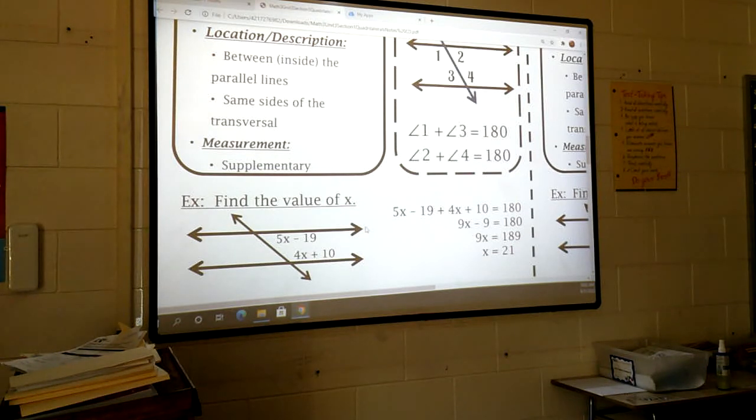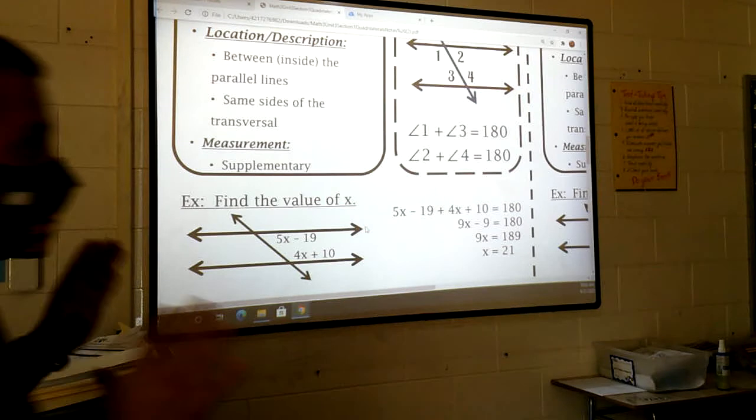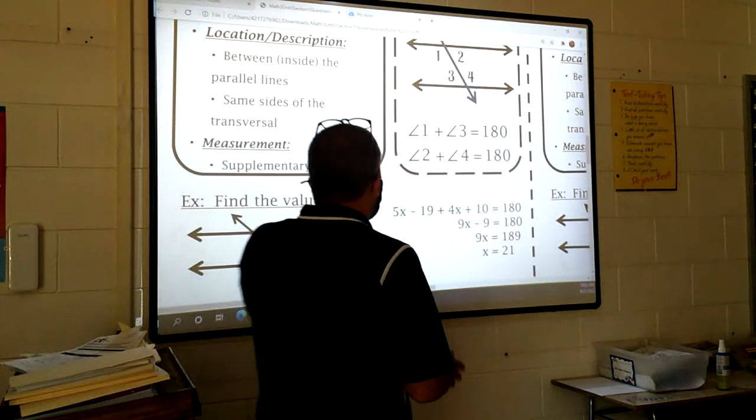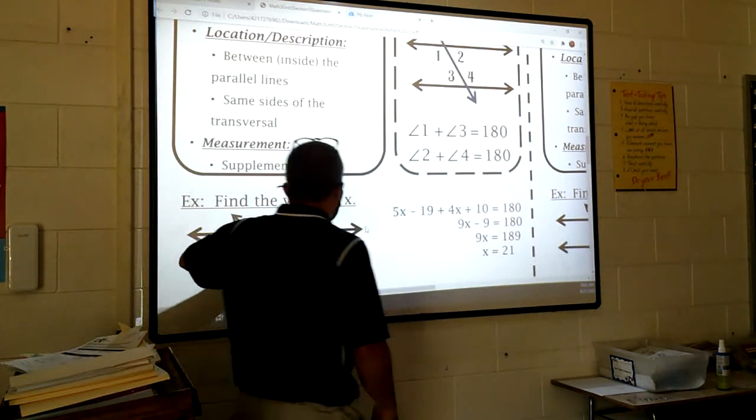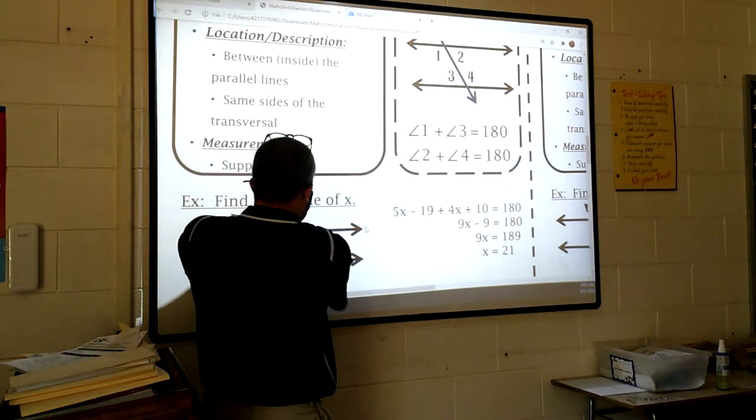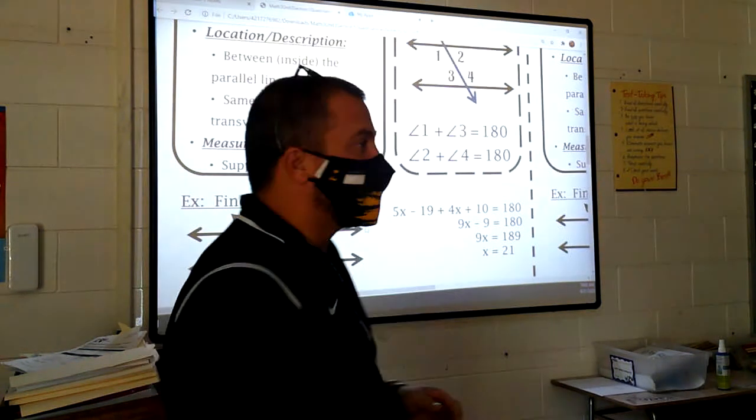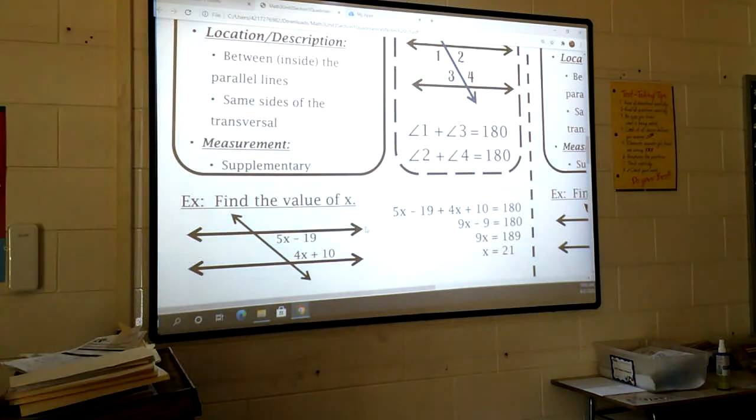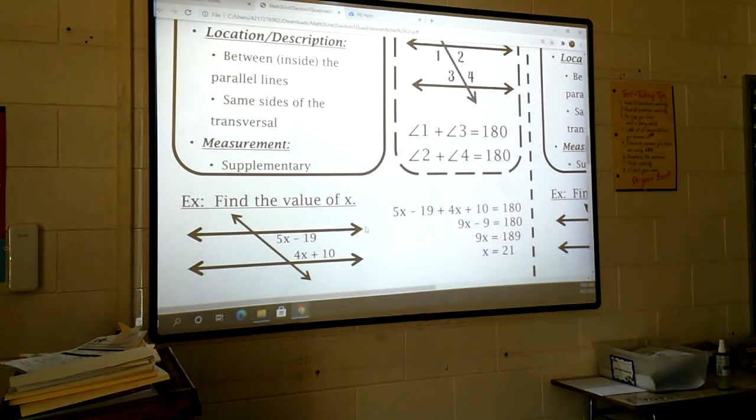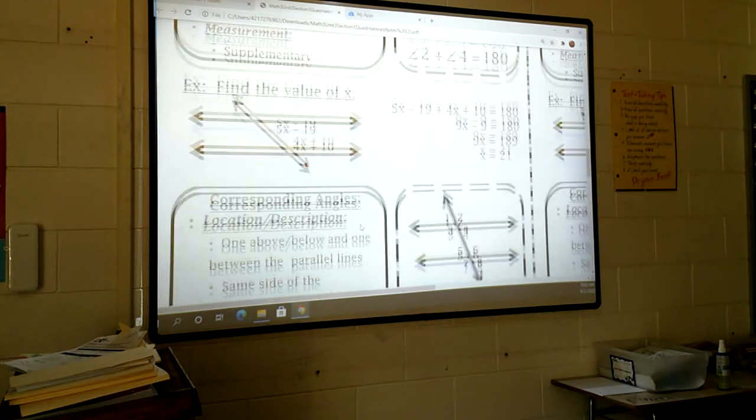A mistake that could happen is they could think that, since these were equal before, maybe I'll just set these equal to each other. If you set them equal to each other, you're going to get the wrong answer. So you've got to make sure you understand the alternate exterior and alternate interior. That's when I set them equal to each other. These have to add up to 180, so a little bit different. Okay? Let's look at the next one.